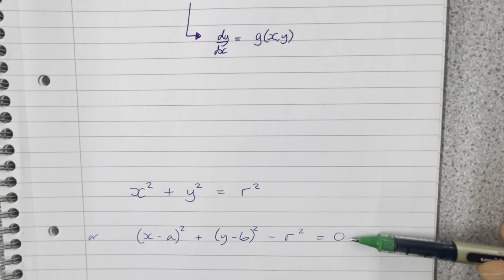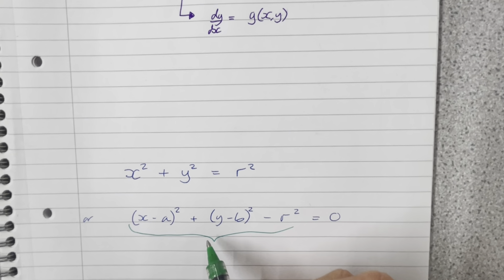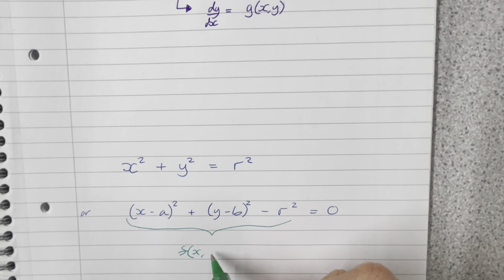Or more generally, this is a circle with a centre (a, b), with a radius r, and we can see I've rearranged it to make it equal to 0. So this would be our definition of f of x, y.